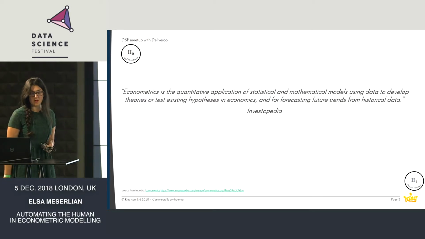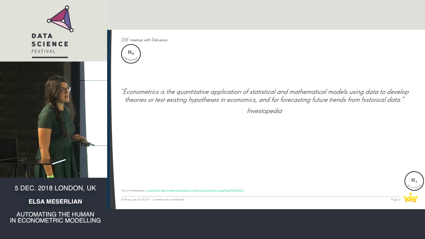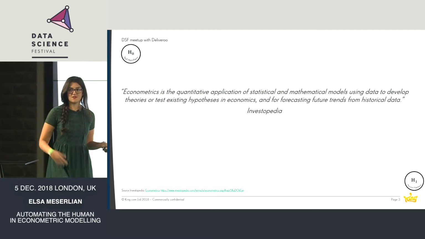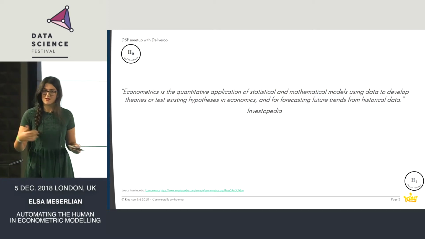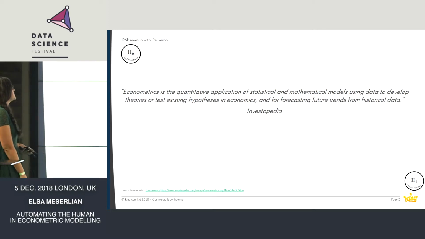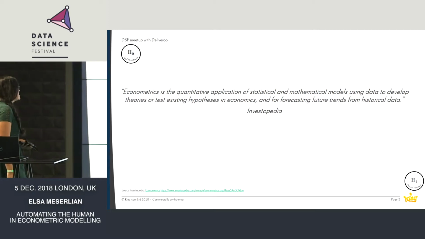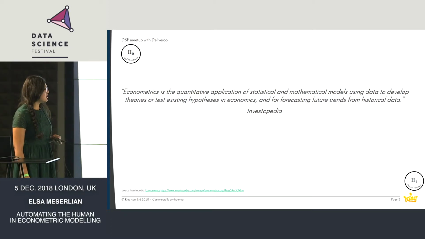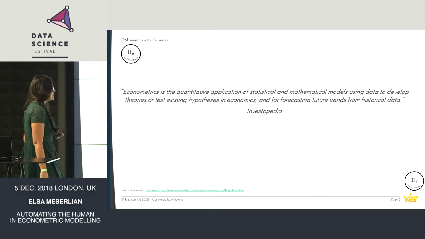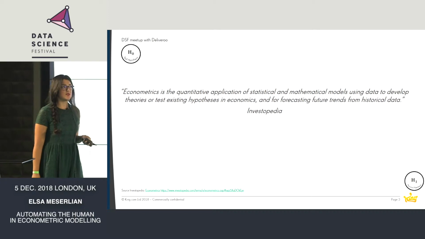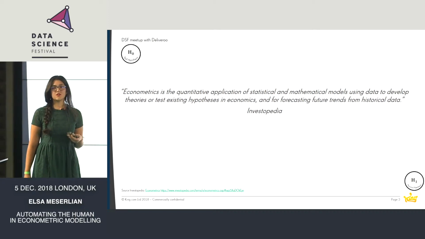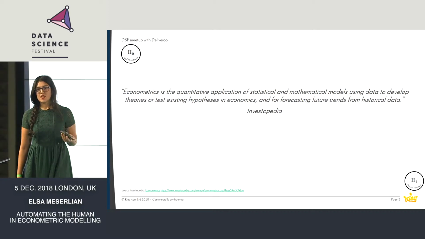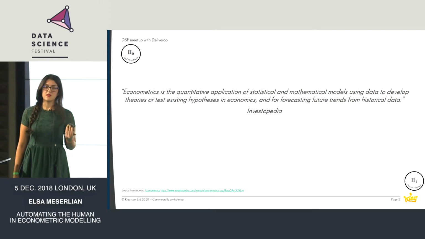Okay, enough about me, more about econometrics. So I was Googling a definition for econometrics to present to you guys because I'm aware that not all of you will know. And I like this one from Investopedia. So essentially, econometrics is a quantitative application of statistical and mathematical models using data to develop theories or test existing hypotheses. And I emphasize this point because it's not about getting the numbers to tell you the story. It's about checking if the story makes sense with the numbers.